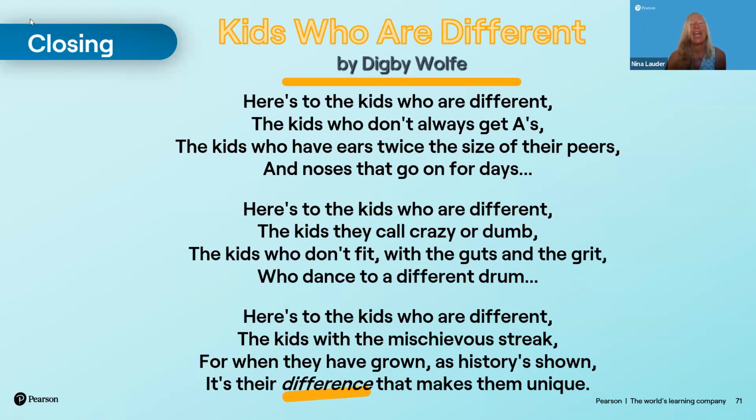It's like a toast. And it says here, here's to the kids who are different, the kids who don't always get A's, the kids who have ears twice the size of their peers and noses that go on for days. Here's to the kids who are different, the kids they call crazy or dumb, the kids that don't fit with the guts and the grid and dance to a different drum. Here's to the kids who are different, the kids with mischievous streaks. For when they have grown, as history's shown, it's their difference that makes them unique.